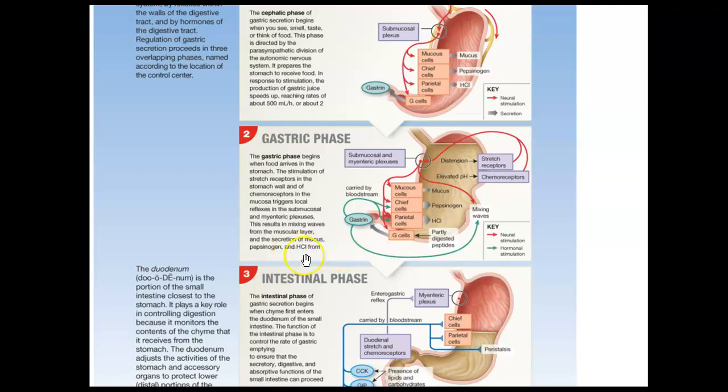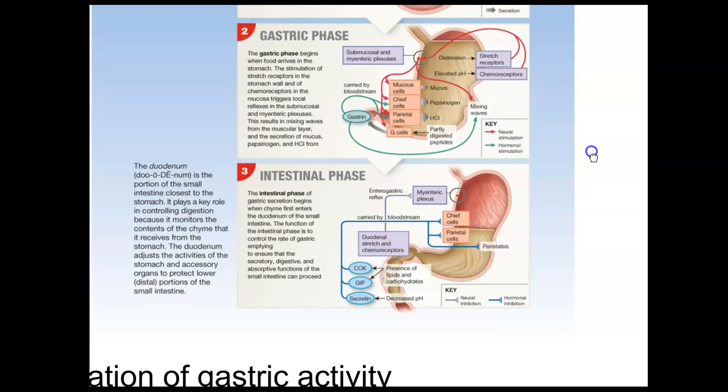I don't know where the rest of those words go, but hydrochloric acid, of course, is secreted by the parietal cells. So gastrin, you can see hormonal stimulation. The gastrin increases the chief cells, pepsin, parietal cells, hydrochloric acid, and mixing waves of the stomach. You follow the green pathway, and that shows you what gastrin does. Then we have the intestinal phase, and there are a lot more hormones involved in that.